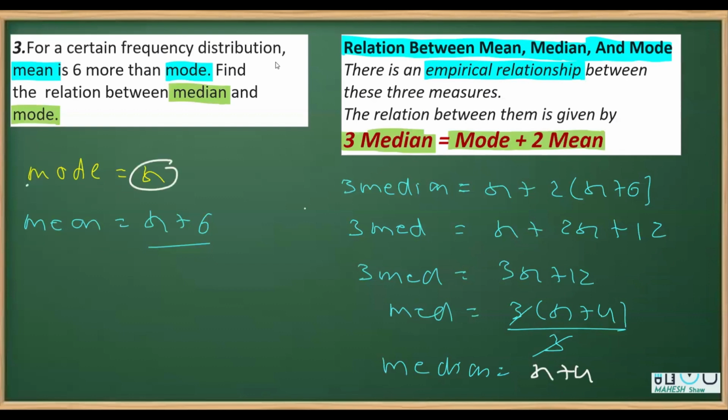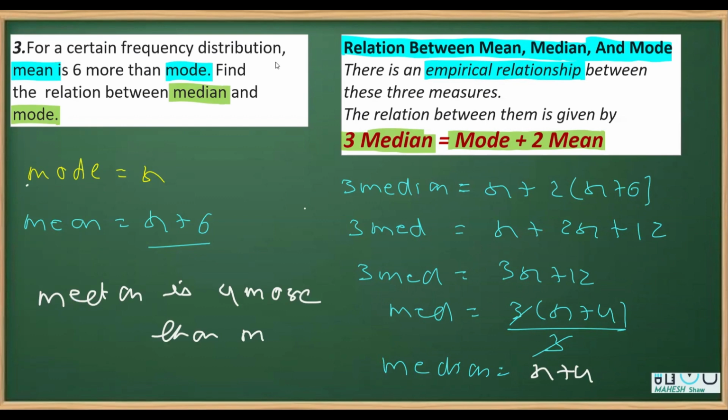Mode plus 4. So we can say that the median here is 4 more than the mode, right? Because the median here is x plus 4, and what is x? X is the mode. So we'll say that the median is 4 more than the mode.